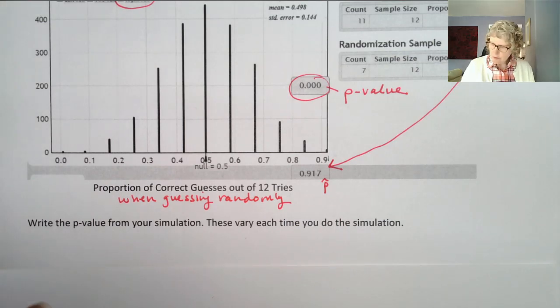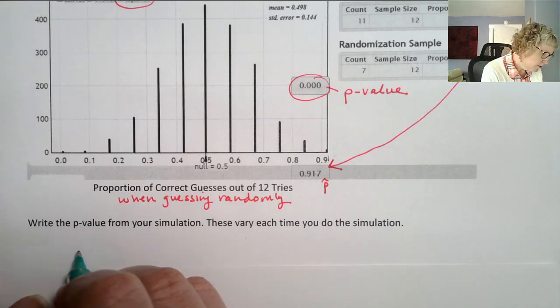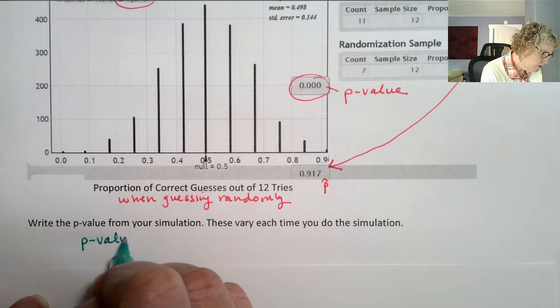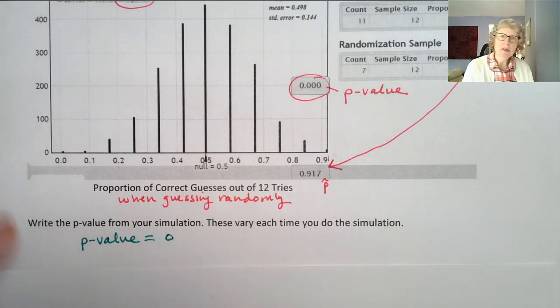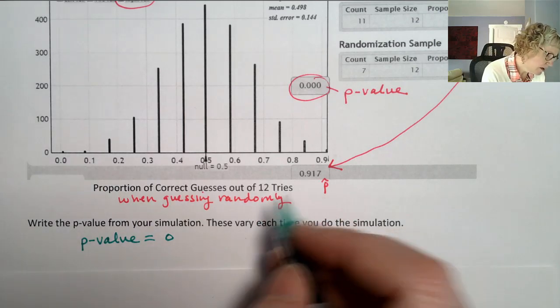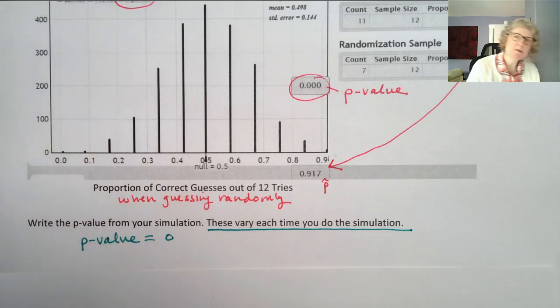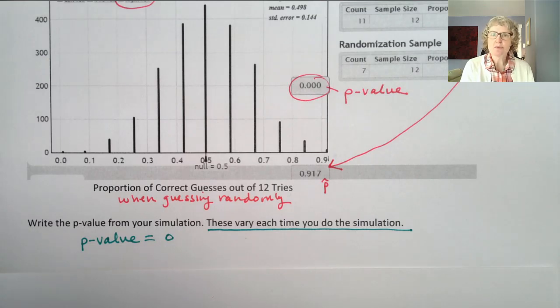So write the p-value from your simulation. I'm going to write the p-value equals 0, right? Getting 11 out of 12 never came up in any of the simulations. But remember, these will vary each time you do a simulation. If you're doing a simulation for a MyOpenMath homework question, that's taken into account, that your answers will vary a little bit here and there, and they're coded to allow that variation.